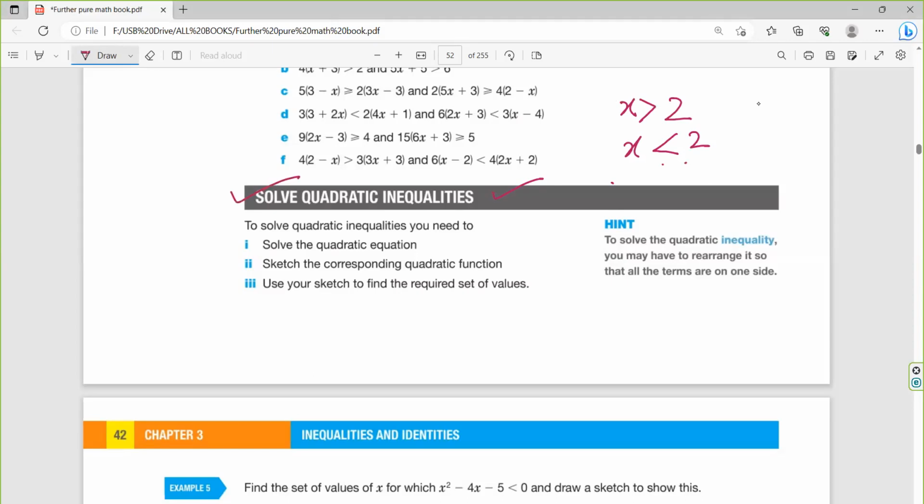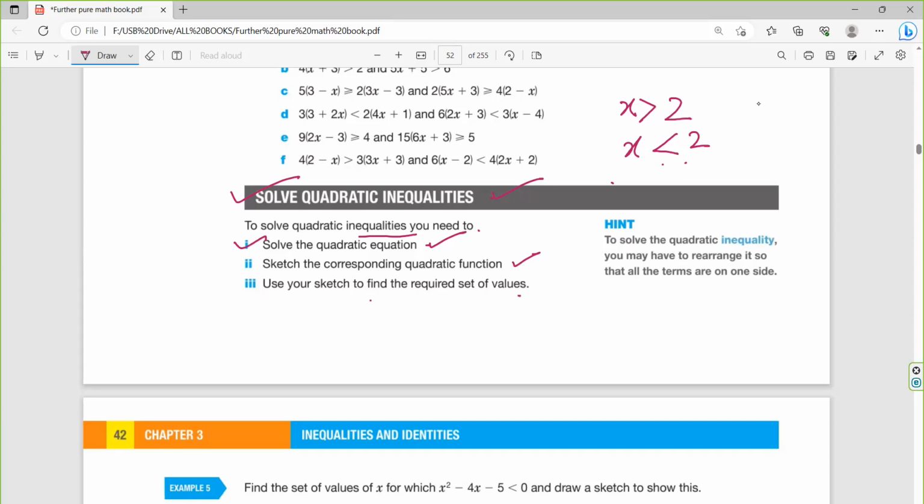To solve quadratic inequalities, you need to solve the quadratic equation at first. So quadratic means this equation must have power 2. At first, we have to solve this quadratic equation. And after that, sketch the corresponding quadratic function. We have to sketch this. And third, use your sketch to find the required set of values.